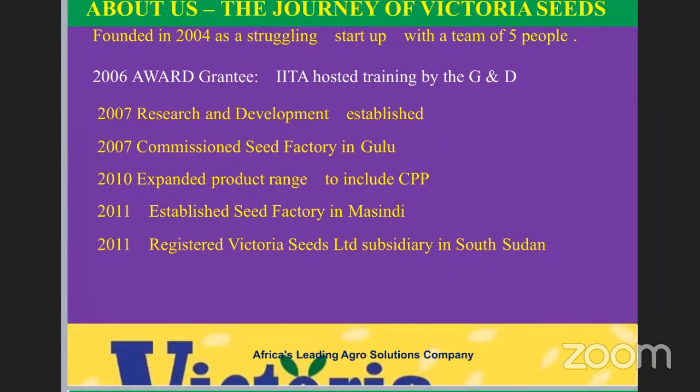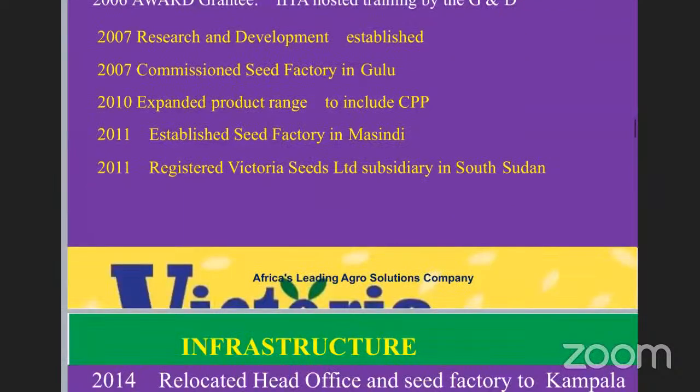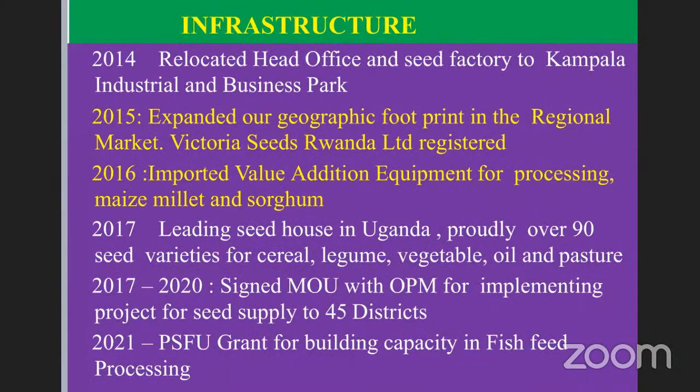Later, we expanded our product range to include crop protection products. And we thereafter established a seed factory in Masindi, and even registered a subsidiary in South Sudan. Although because of the war, I think we realized it was risky, and we kind of shelved it. So we are presently at Namanve Industrial Park. That is where our head office is. We try to expand also our geographic footprint in the regional market and moved into Rwanda. Now we are trying to expand into value addition, and we hope to go into not just processing maize, but also in the fish feed sector.